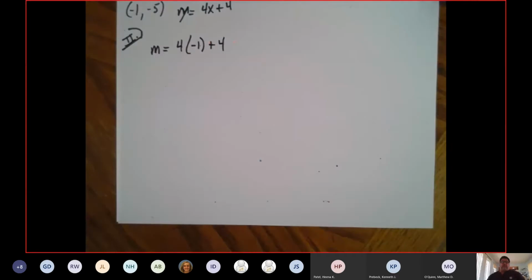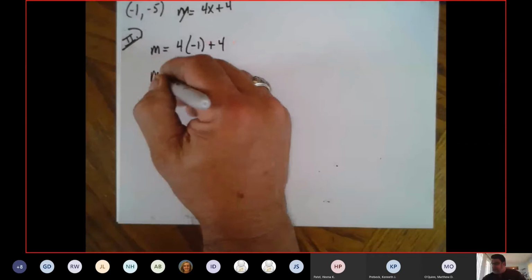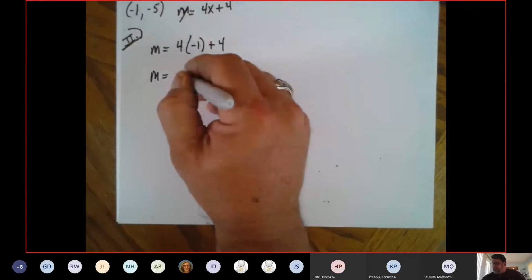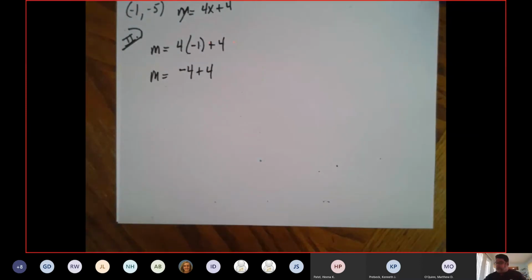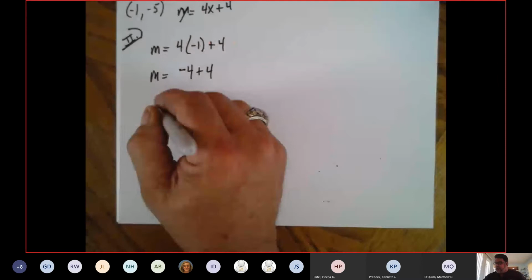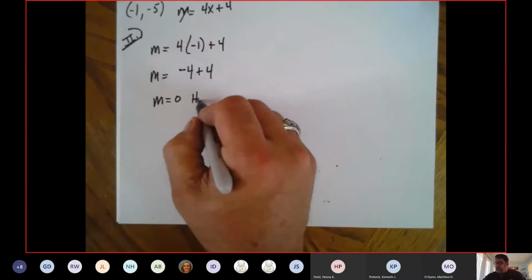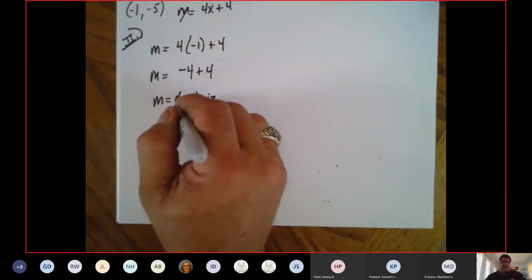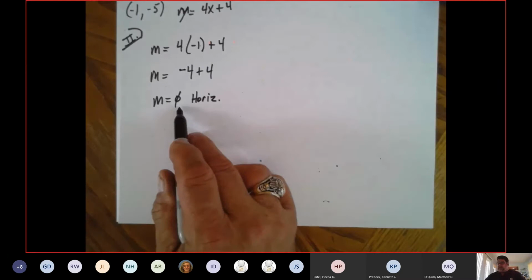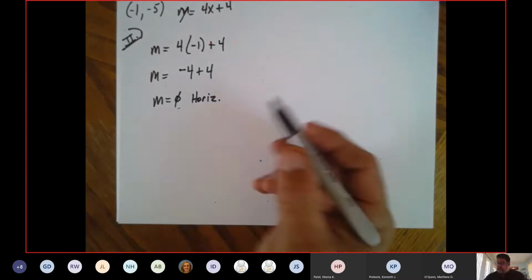And what's 4 times -1? Don't tell me they gave me a 0. They gave you a 0. Sucks. M is equal to -4 plus 4, which is 0. We're still going to go through and do it because I didn't want it to be 0, but they gave it to us. So M is equal to 0, which means it's a horizontal line, which means you don't have to do the next part, but I'm going to do it anyway, because 85% of the time it's going to be a number. So you take that number and do part 3.